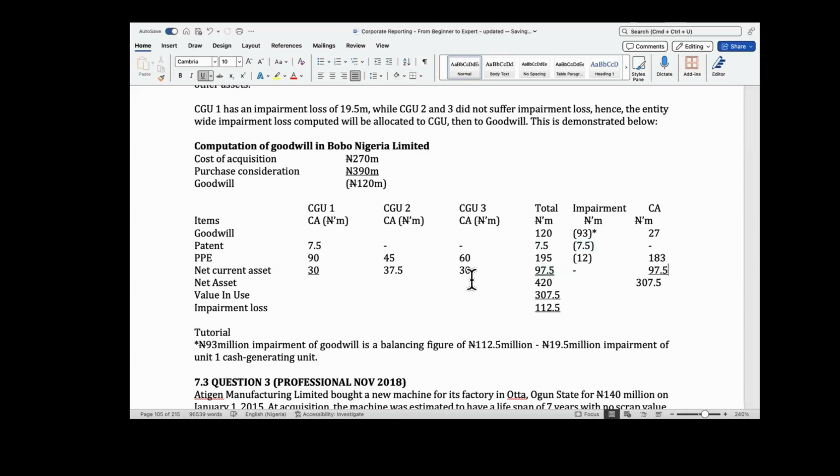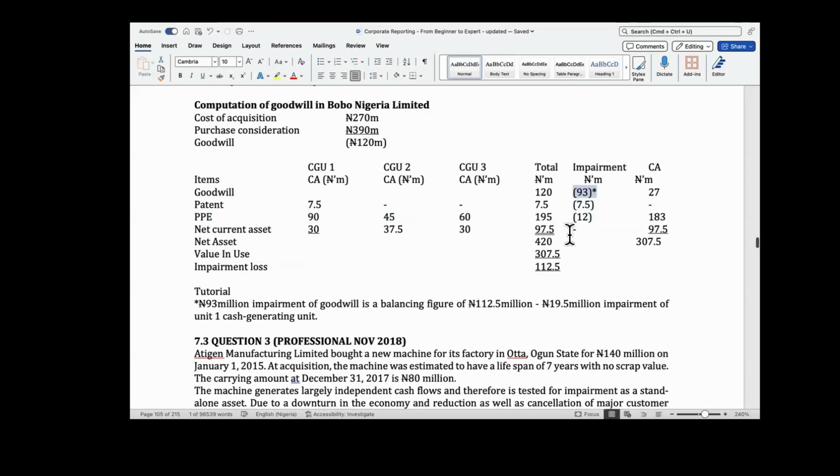So you see that the way they have solved this question is such that CGU 1 was seen as the damaged asset, because from solution one, we already know there is a 19.5 impairment loss attributed to CGU 1, which was why these two went to CGU 1. Then the 93 was taken by goodwill. Okay, and that's this question.